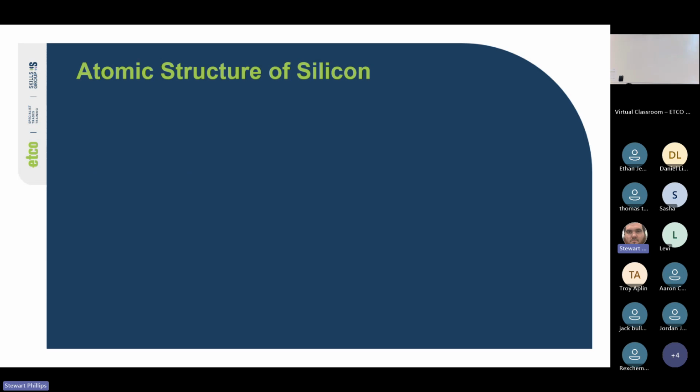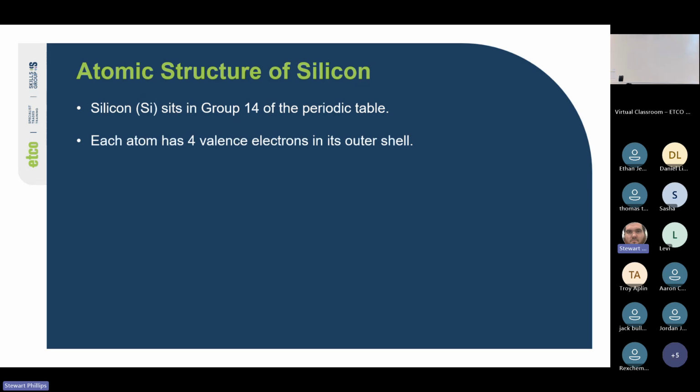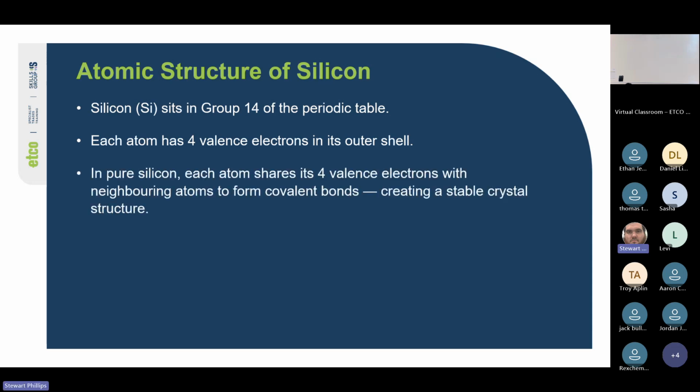Cool. So the atomic structure of silicon: it is in group 14 on the periodic table. If you were to look at the periodic table, you would find it sitting in group 14. Each atom has 4 valence electrons in its outer shell. When we're talking about the valence electrons, the valence shell is always the most outer shell of an atom. In pure silicon, each atom shares its 4 valence electrons with neighboring atoms to form covalent bonds, which creates a stable crystal structure. So silicon in its normal state is a crystalline structure.